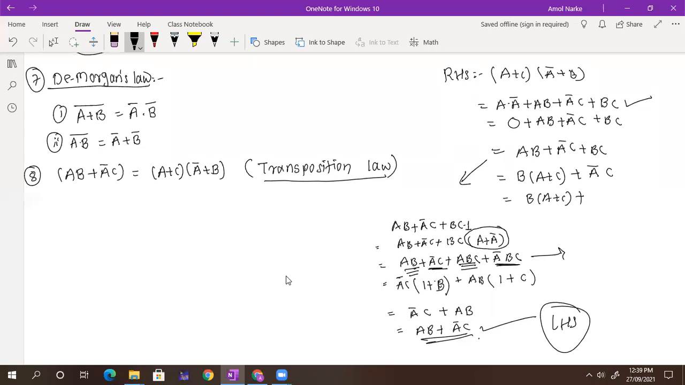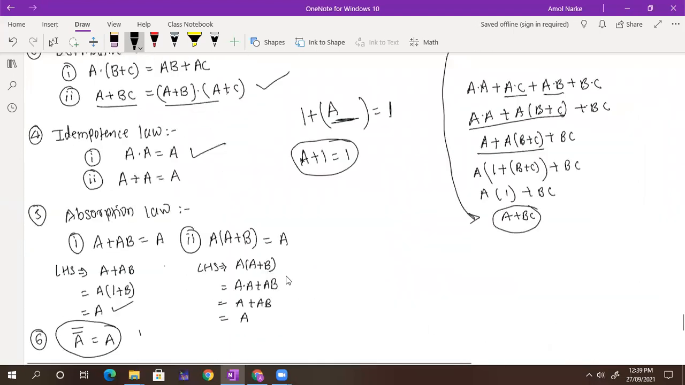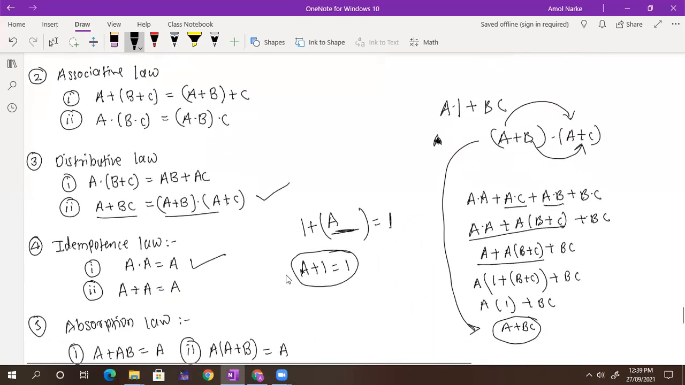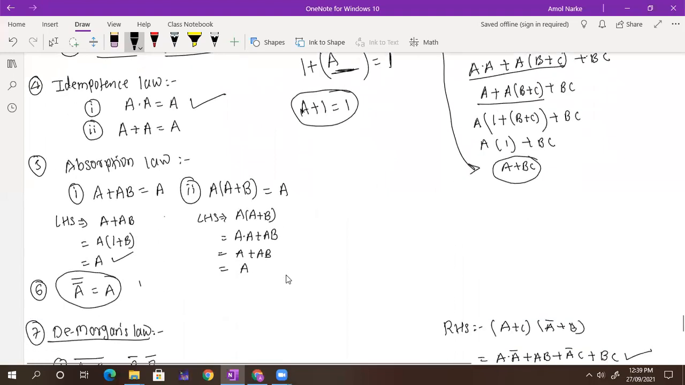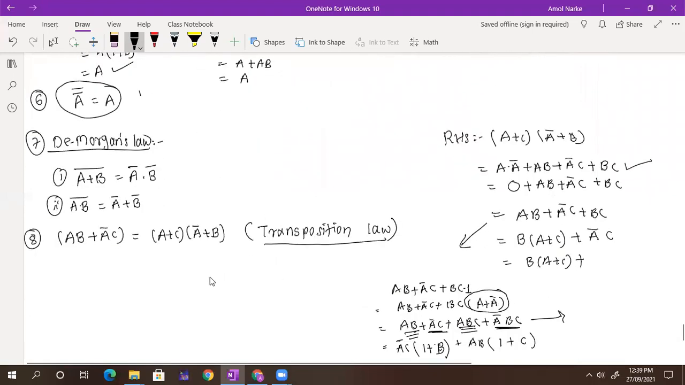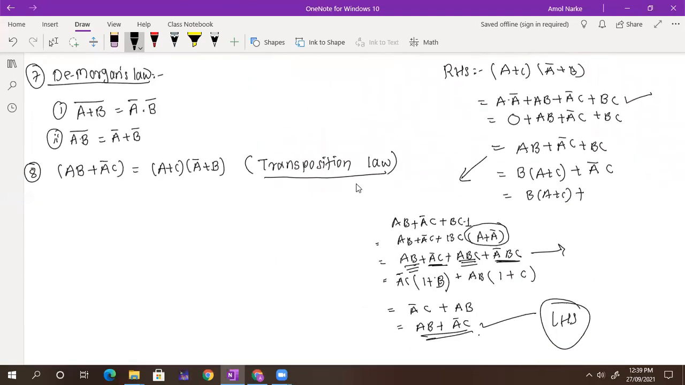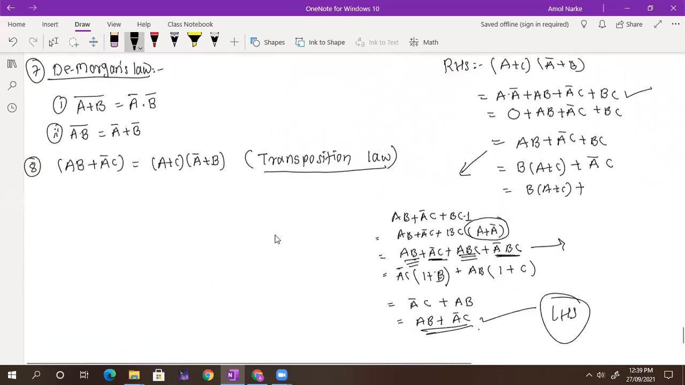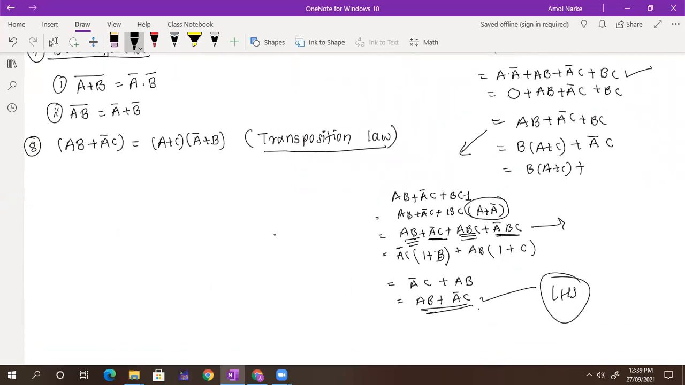Now I'm going to give you some examples as homework by using all these laws, that's 7 and 8 laws. Which ones? The first one is commutative, associativity, distributive, idempotent, absorption, De Morgan's, and transposition. And these other rules also: A plus A inverse is equal to 1 and A dot A inverse equal to 0. I can write down that ninth one.